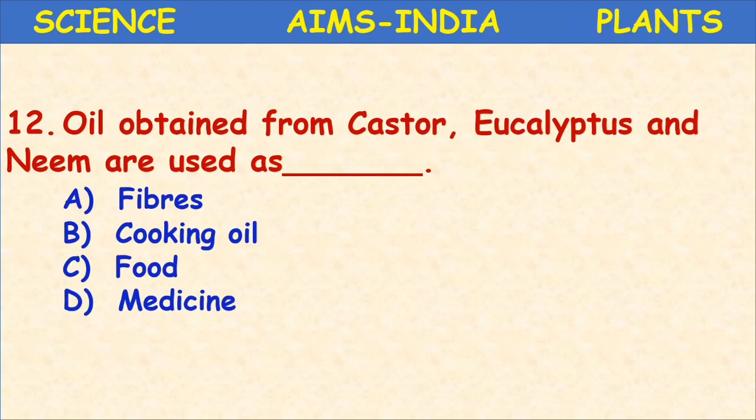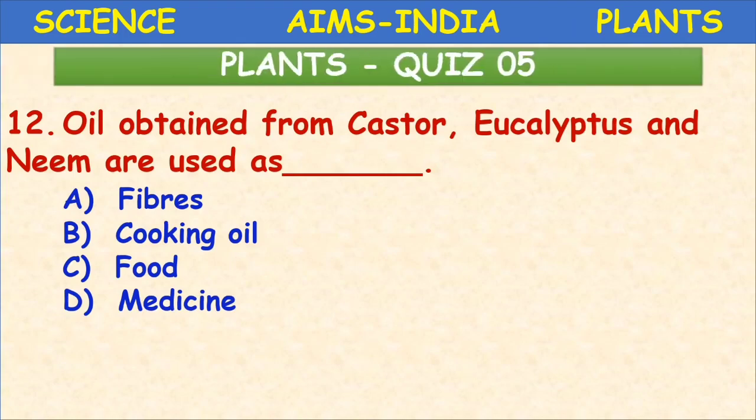Oil obtained from castor, eucalyptus and neem is used as what? We get castor oil, eucalyptus oil and neem oil from these plants. How do we use them? A, fibers, B, cooking oil, C, food, D, medicine. The correct answer is D, medicine. These are medicinal plants. Clear, children?